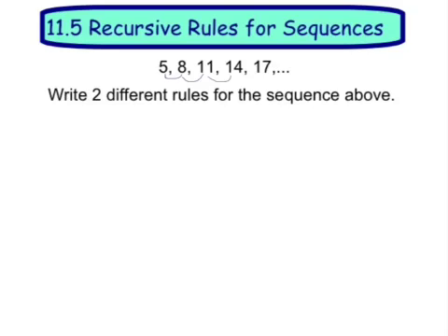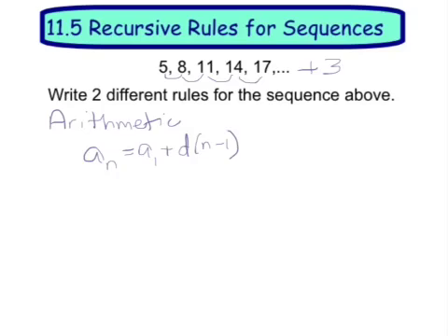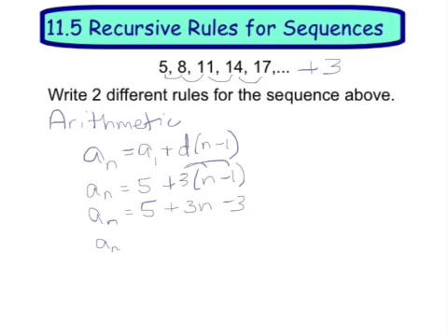So if I look at what's going on here, the pattern is I'm adding 3. Since I'm adding 3, I know it's arithmetic. And so now I can just write my rule for it. I'm going to use this generic form, an equals a1 plus d times n minus 1, and I'm going to plug in my information. So an equals 5, that's my first term, plus 3 times n minus 1. And then I'm going to distribute, clean it up. And my arithmetic sequence rule would be 3n plus 2.